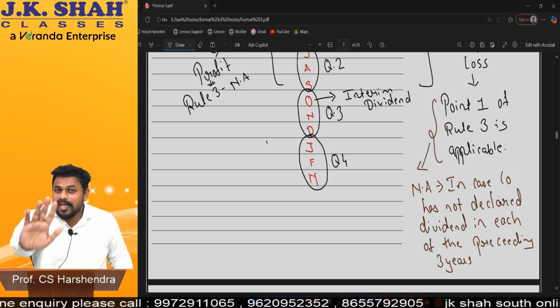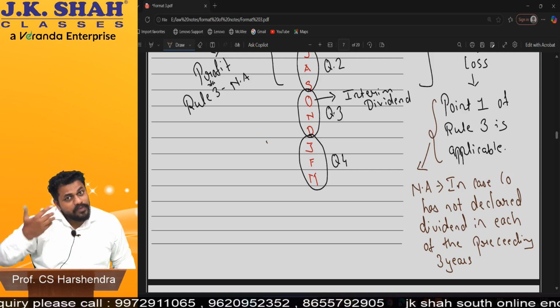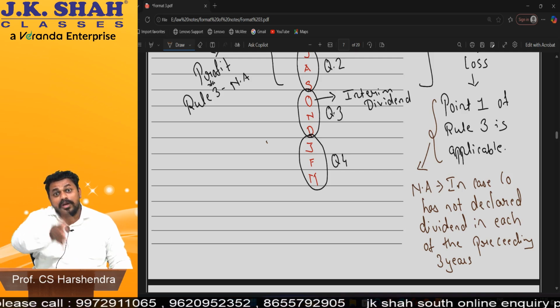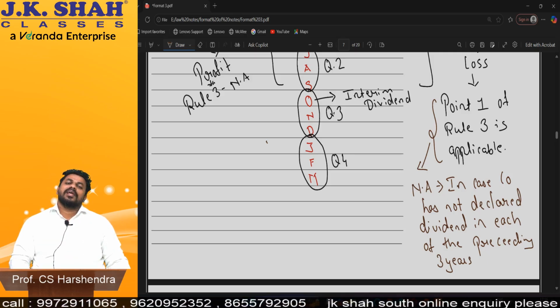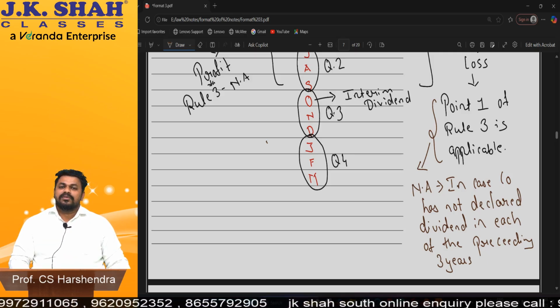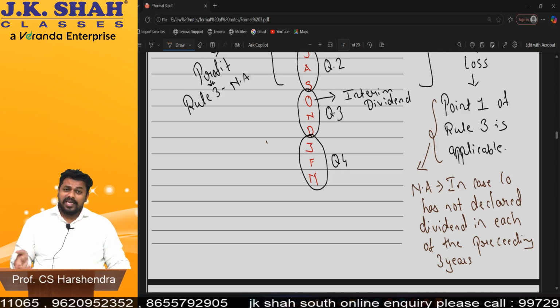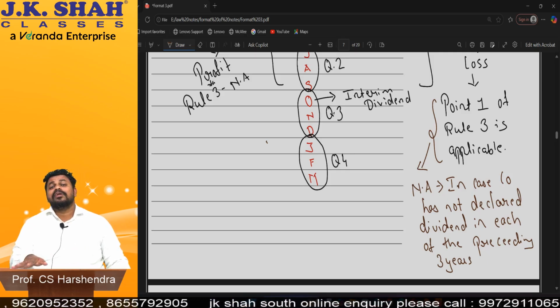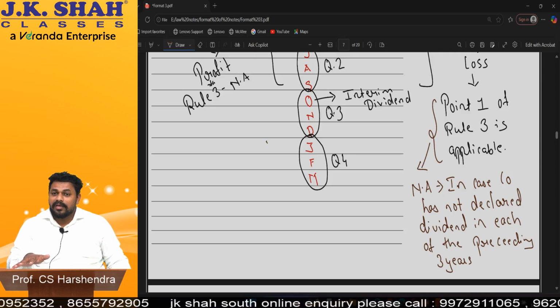So, sir, if in the last 3 years dividend is not declared, can we give dividend at any rate? No, then you cannot give interim dividend only. Understood? Final dividend, following rule 2nd and 3rd, you can give, but here you cannot give only. Am I clear with this?